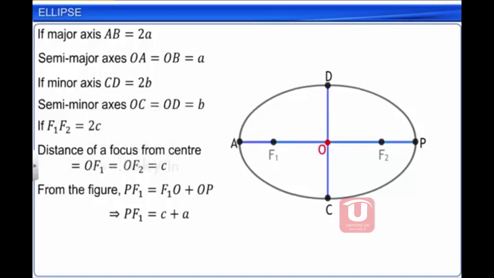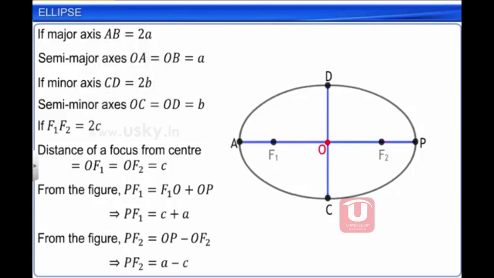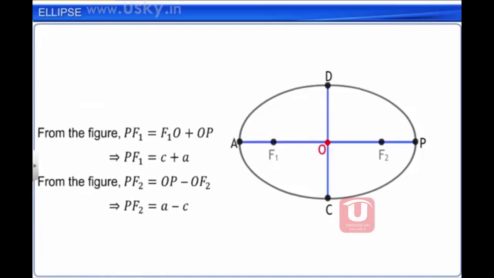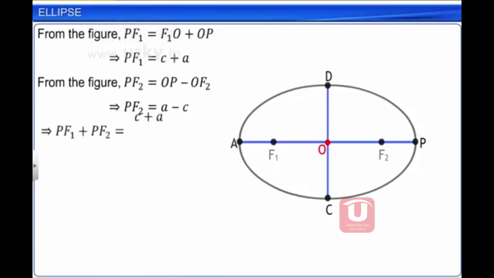Also, the distance of point P from focus F2 is equal to distance OP minus distance OF2. Since OP is equal to a and OF2 is equal to c, PF2 is equal to a minus c. Thus, the sum of the distances of point P from foci F1 and F2 is equal to 2a. Let this be equation 1.